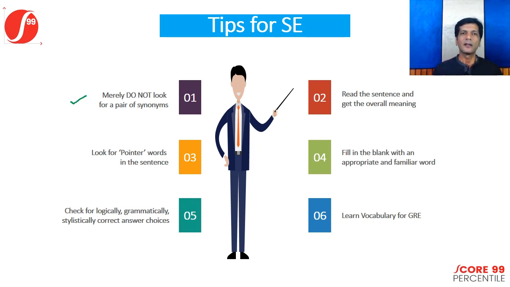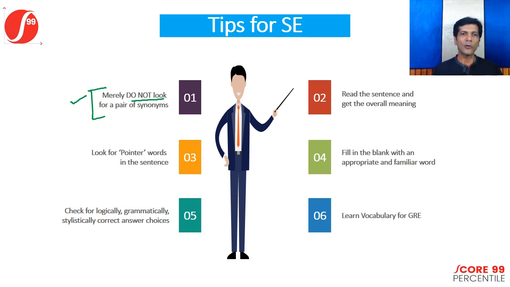First one, do not merely look for a pair of synonyms. Now this is one mistake that students tend to make. You're given one sentence, one blank and 6 choices. You have to produce 2 synonymous sentences. That does not mean that the question is actually testing your ability to spot pairs of synonyms. It's not as simple as that.